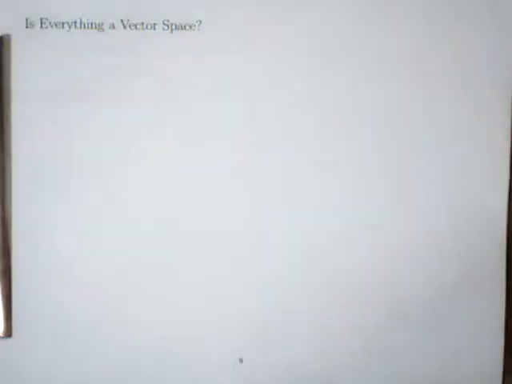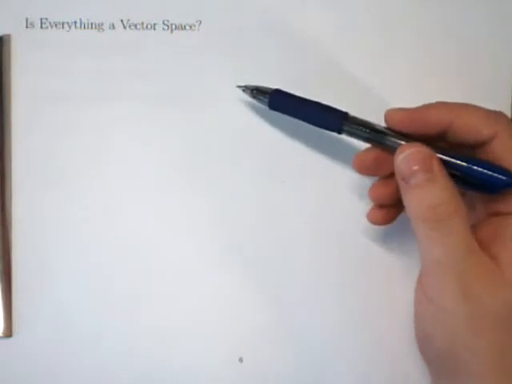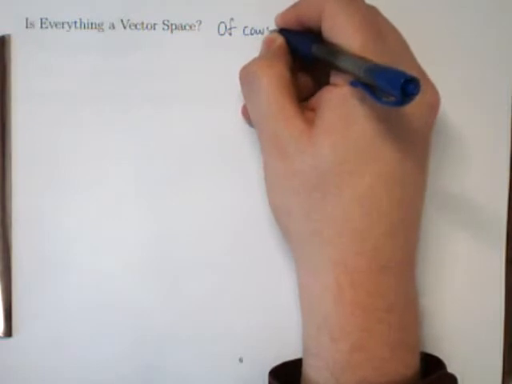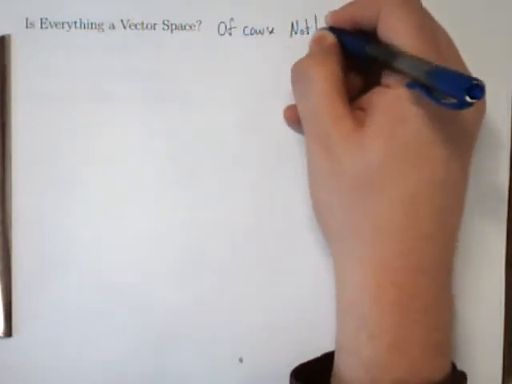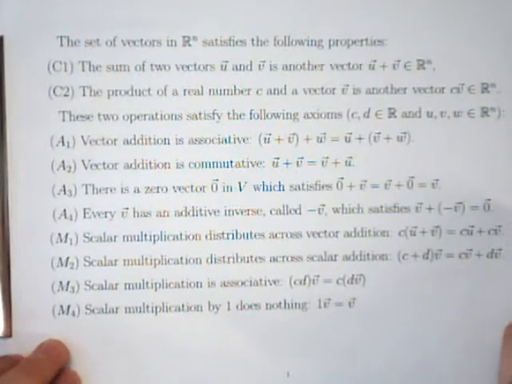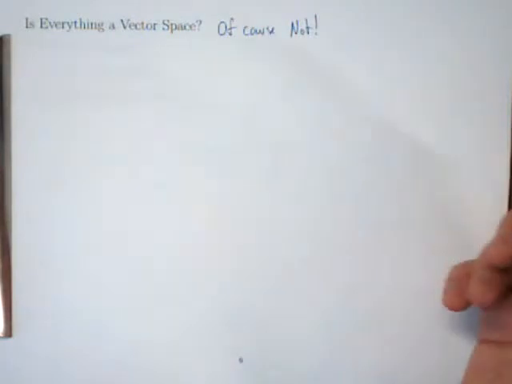Is everything a vector space? We've already looked at the last few examples and seen that bunches of things are vector spaces, but is everything a vector space? Of course not. If everything were a vector space, then there would be no need for this big, huge, long list of axioms. So not everything is a vector space.